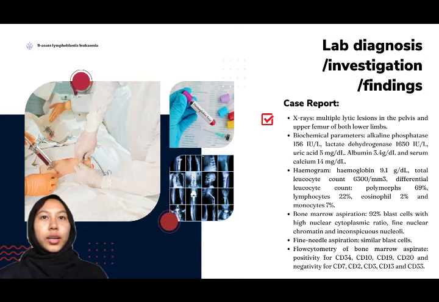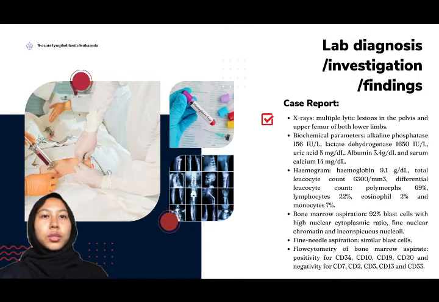Based on the case report, the X-rays showed multiple lytic lesions in the pelvis and upper femur of both lower limbs. The biochemical parameters showed readings of 156 for alkaline phosphatase, 1650 for lactate dehydrogenase, 5 for uric acid, 3.4 for albumin, and 14 for serum calcium. The hemogram showed readings of 9.1 hemoglobin, 6300 total leukocyte count, and differential leukocyte count showed 69% polymorph, 22% lymphocytes, 2% eosinophil, and 7% monocytes.